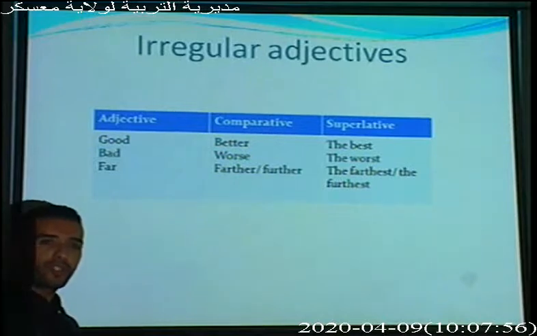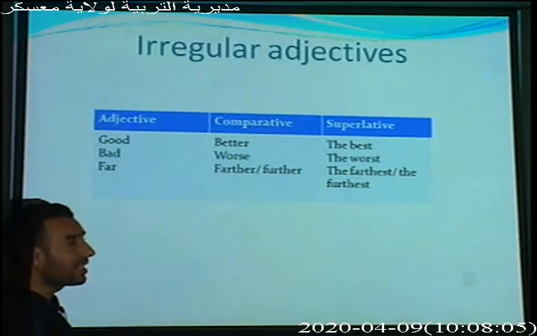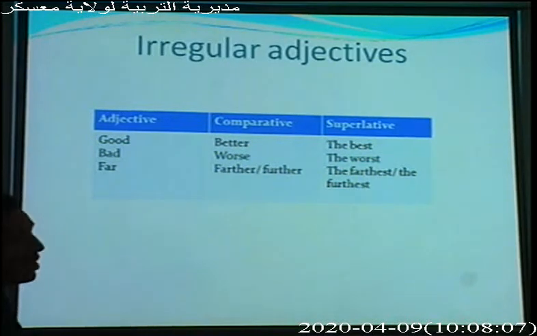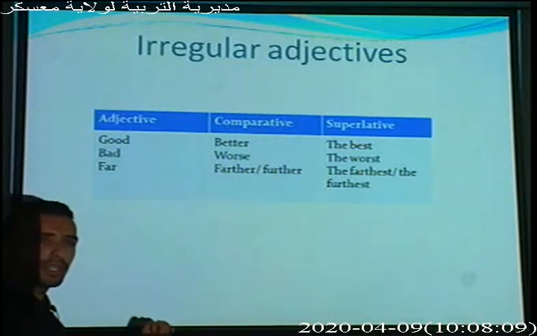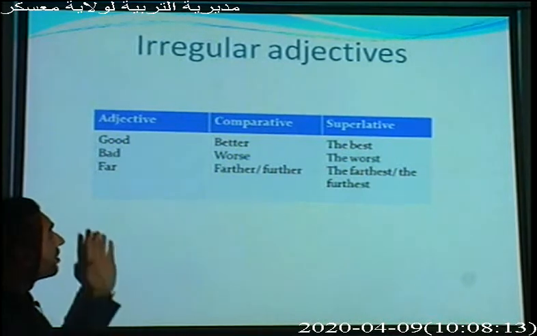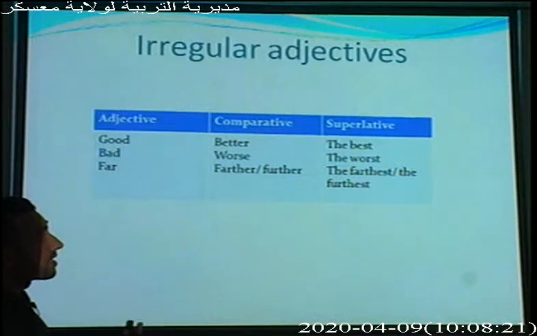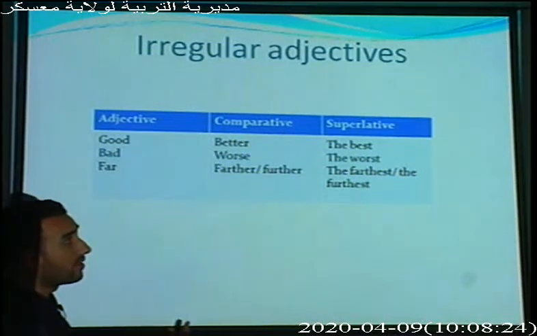We sometimes have irregular adjectives that have nothing to do with the rules that we were talking about. It means they are going to change completely. The three most common ones are good, bad, and far. As far as comparative is concerned, good is going to turn to better. Bad will be transformed into worse. And far is going to become farther or further.